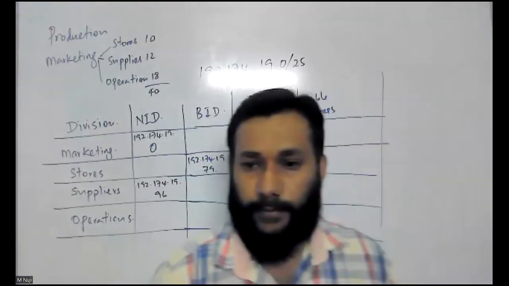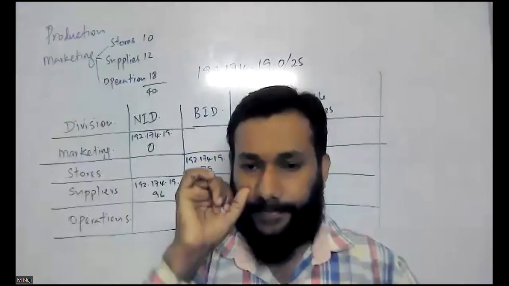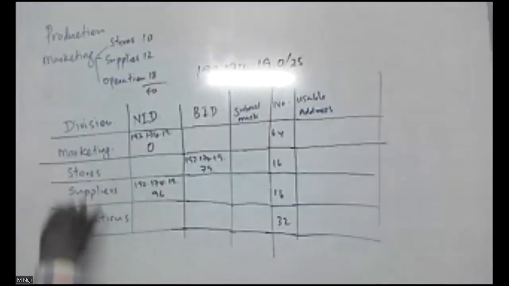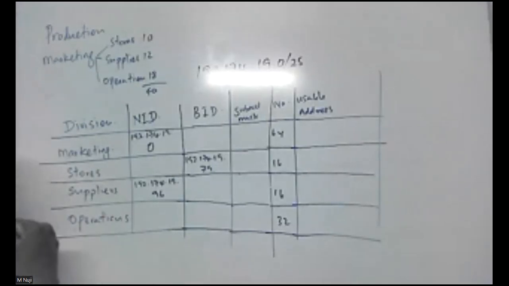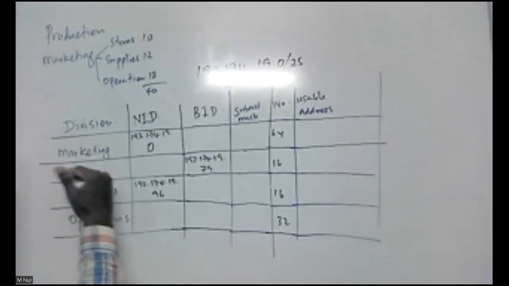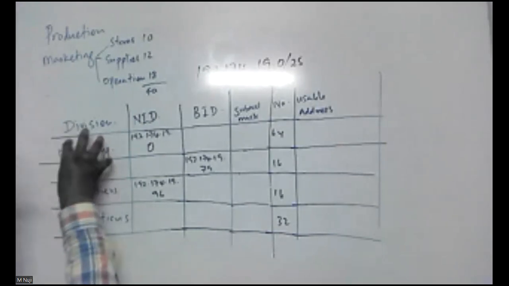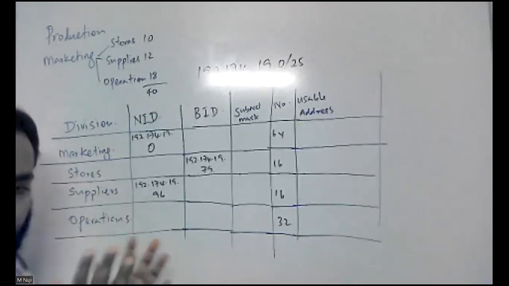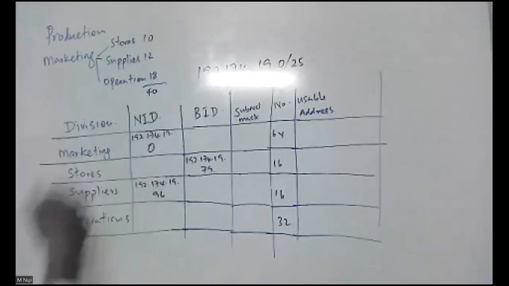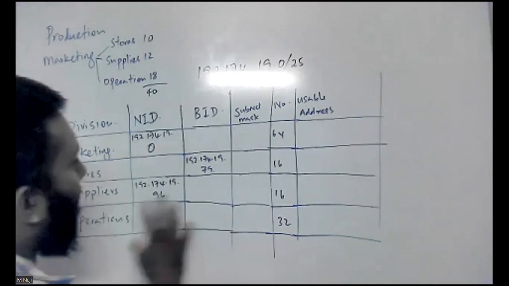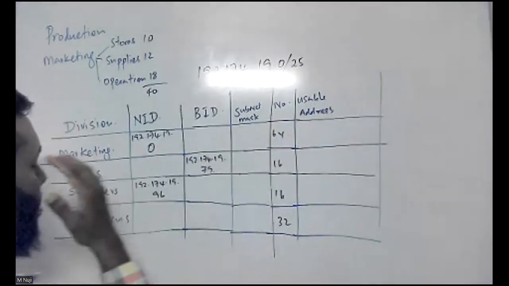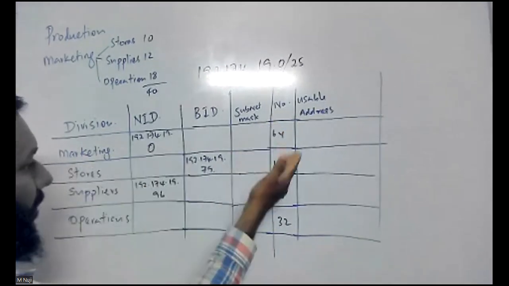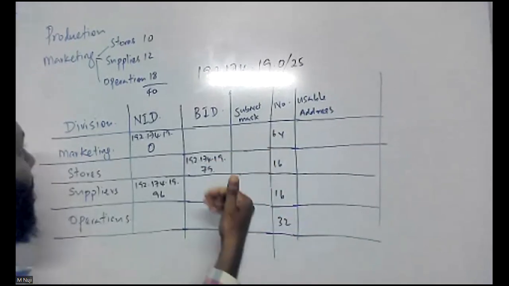The production means the head part; here there are no productions. They have given only the marketing, stores, supplies, and operations. The marketing is the topmost one, and the stores, supplies, operations are sub portions, as you see. Here they have allocated 64, and they have broken it into sub portions.